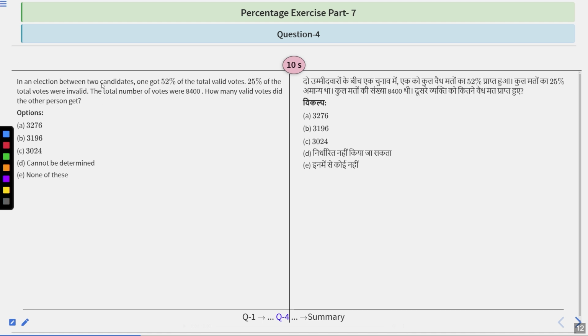In an election between two candidates, one got 52% of the total valid votes. 25% of the total votes were invalid. The total number of votes was 8,400. How many valid votes did the other person get? You have 5 options and 10 seconds to solve this question. Your time starts now.